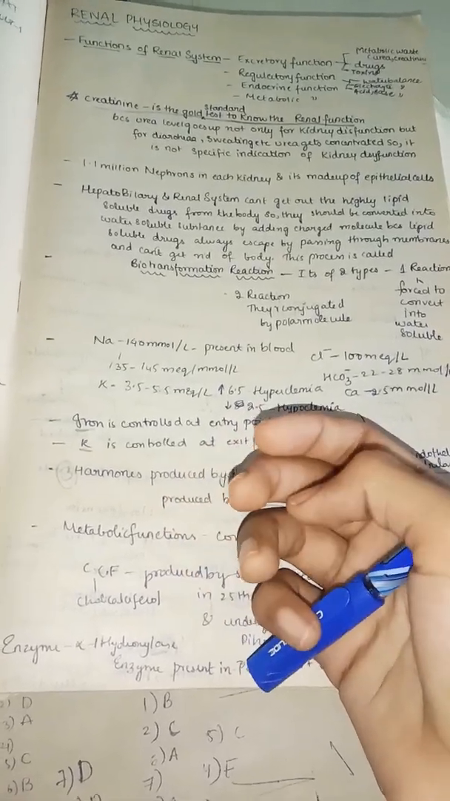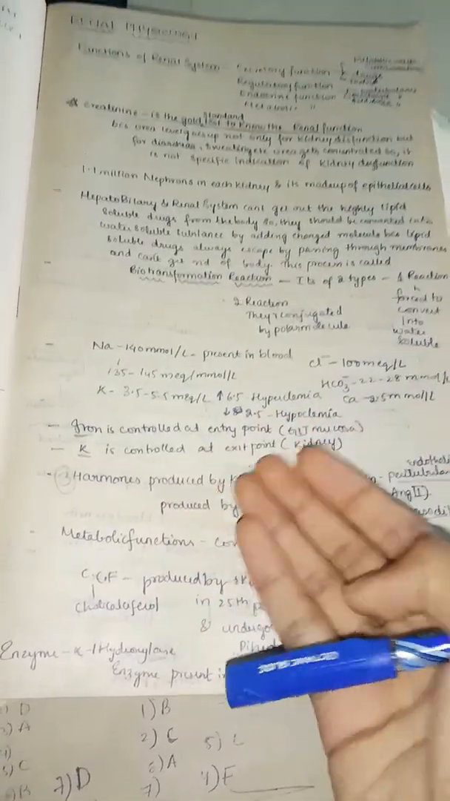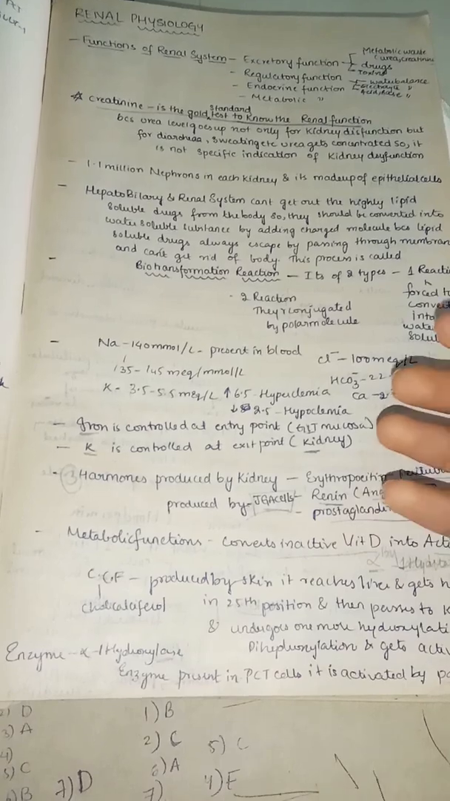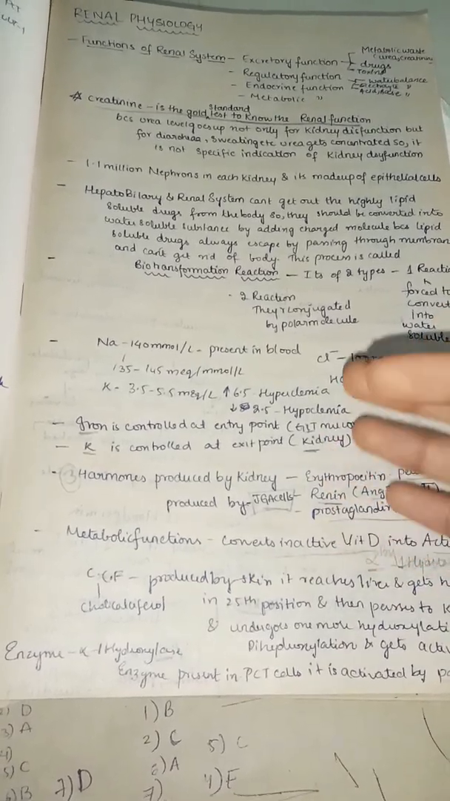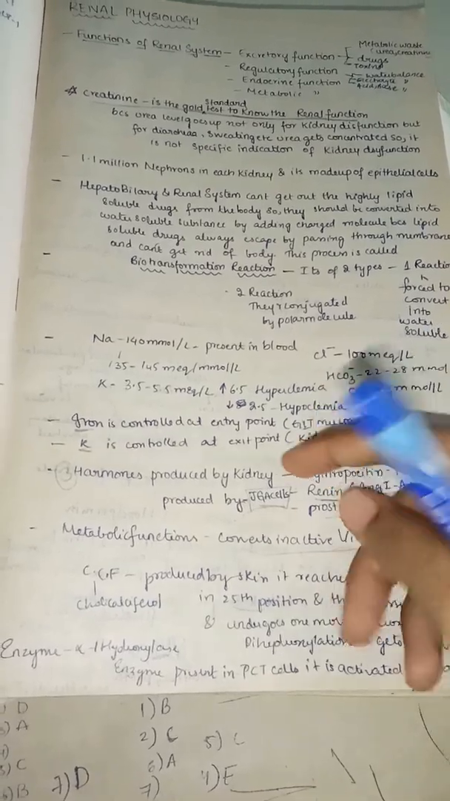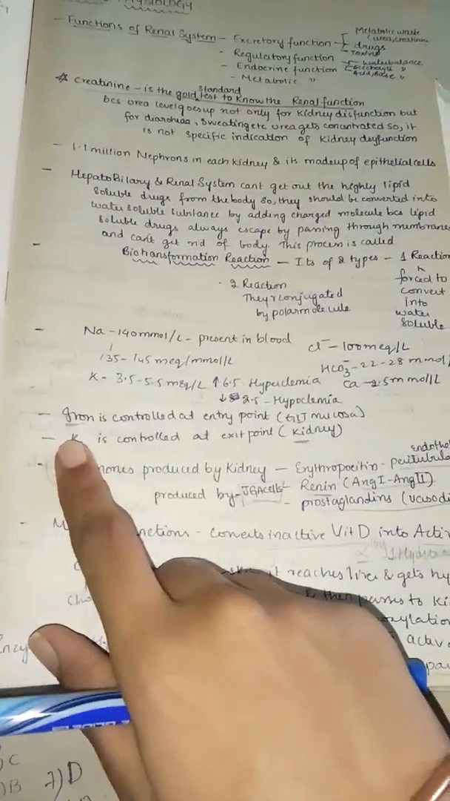But at the exit point, the kidney mainly maintains the potassium concentration, because how much potassium you eat, that much will get excreted, or only some may be excreted according to your body needs and body level of potassium. So the kidney maintains potassium control.